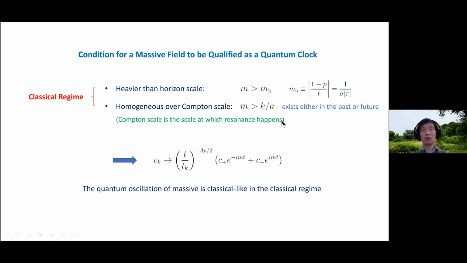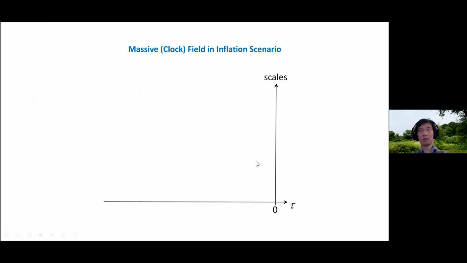So under these two conditions, if you look at the mode function for the massive field in any scenarios, general background, you will find the behavior of the massive field is very similar to the classical ones in this classical regime. Basically, it oscillates harmonically in FRW time with the frequency determined by the mass.